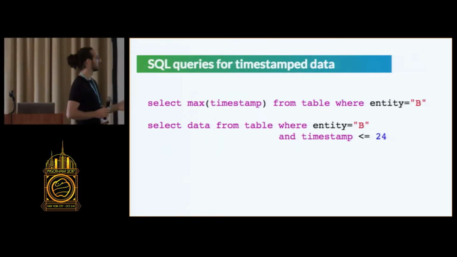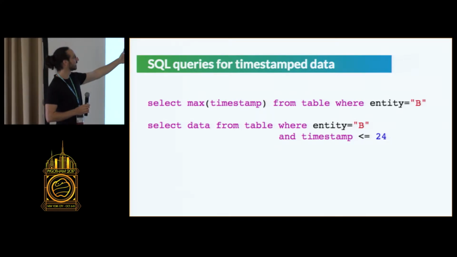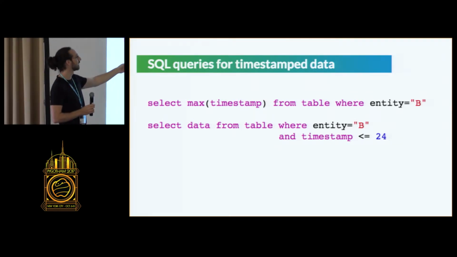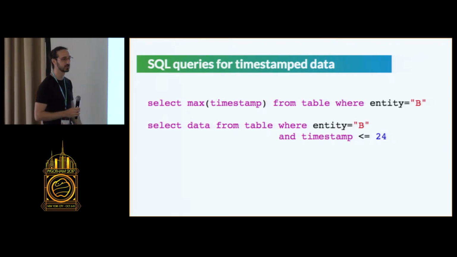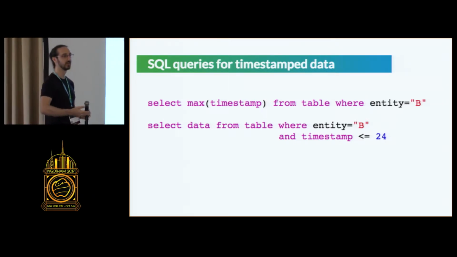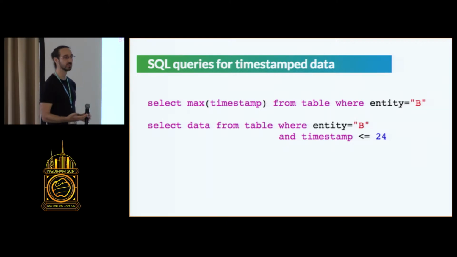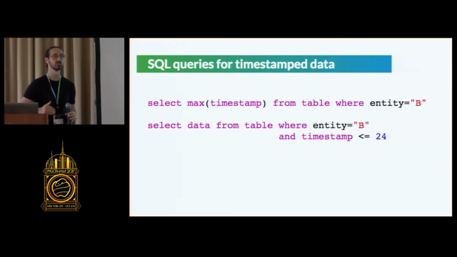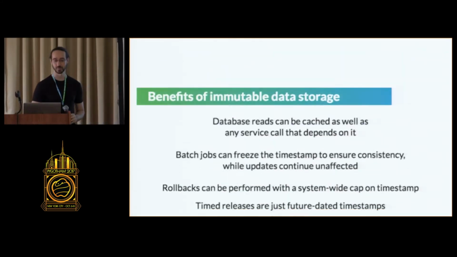These are what those queries would look like, right? Select the max timestamp from table where entity equals B, and then select data from table where entity equals B and timestamp less than or equal to 24, right? That's how the query would look. And you just promise yourself in your contract with your developers that you will never update any rows, right? This is append only. You insert entries, you don't update them or delete.